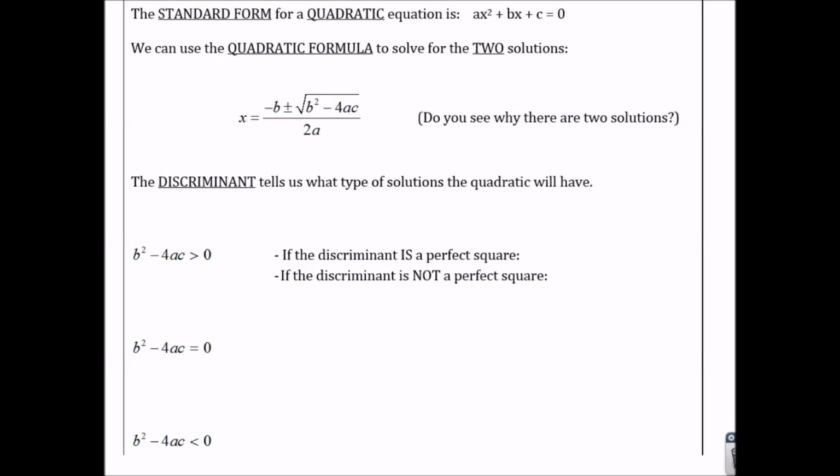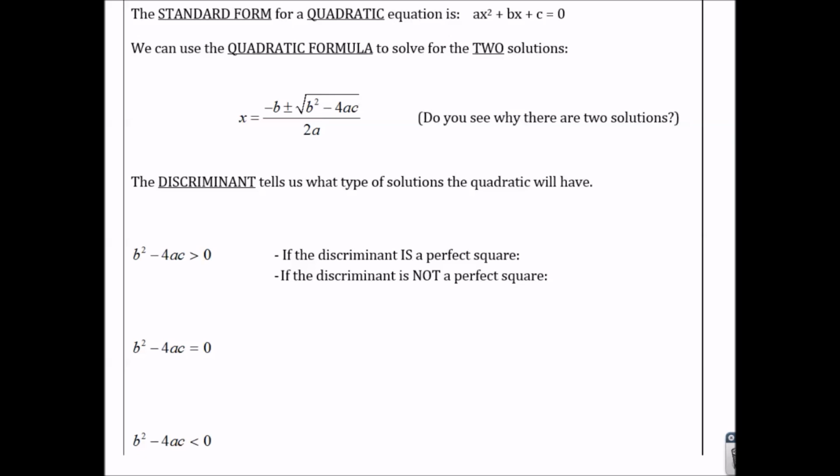So another important vocabulary word is discriminant. This tells you what type of solutions the quadratic will have. The discriminant is the part inside the square root, the b squared minus 4ac. You should always calculate this first. That way you don't make silly algebra mistakes.